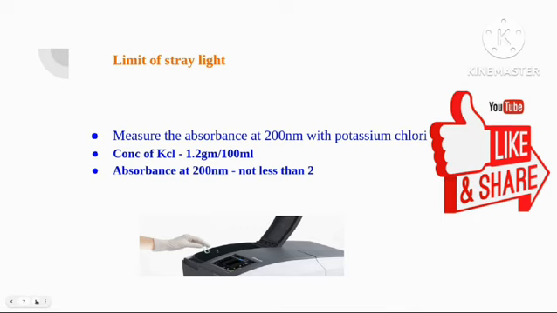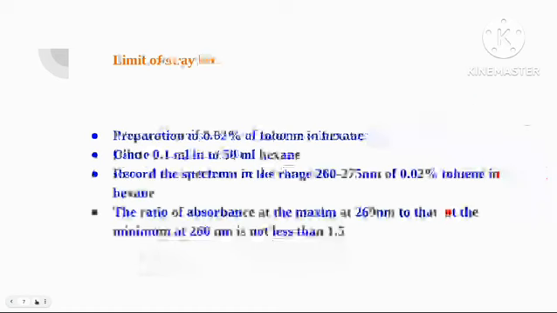Next one, resolution power. We will prepare 0.02% toluene in hexane solution. Dilute 2 ml of toluene to 20 ml with hexane.